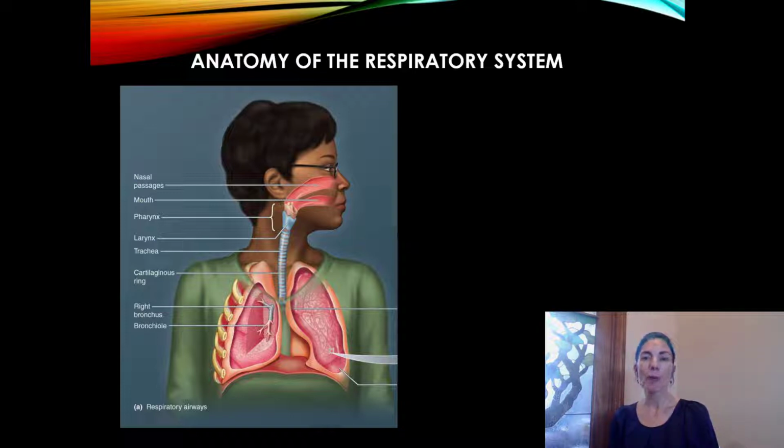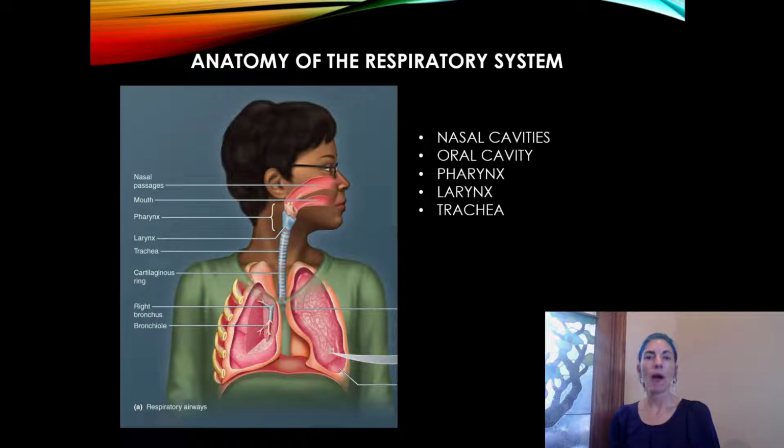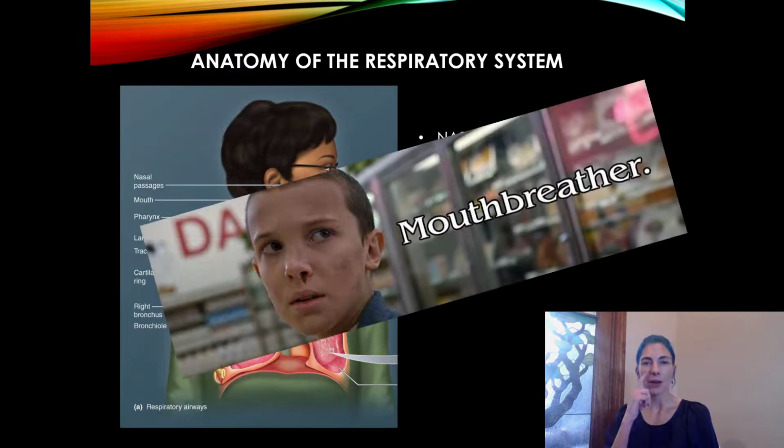There are two pathways for air to be drawn into the body, one of which is the nasal cavity, the other of which is the oral cavity. Now, of those two, one is easier or encounters less resistance than the other, and that is the oral cavity. It is much easier to be a mouth breather than it is to be a nose breather.